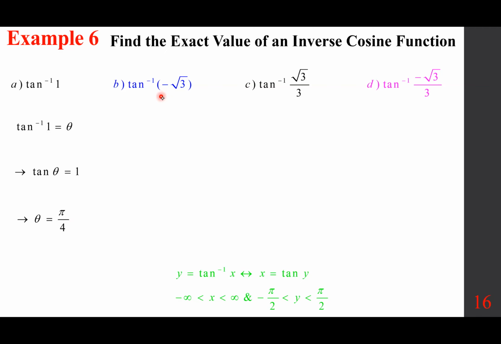Same thing here, let it equal theta. By definition, tangent is minus square root of 3. So again, I want to discuss the common arc. So I want to look at the positive value first so we have an idea. So if we look at tan theta being square root of 3, we know that theta is pi over 3. So with the negative, because we go from negative pi over 2 to pi over 2, and in the fourth quadrant tangent is negative, it is simply negative pi over 3.